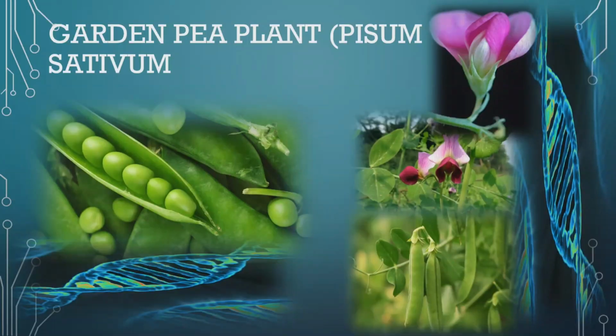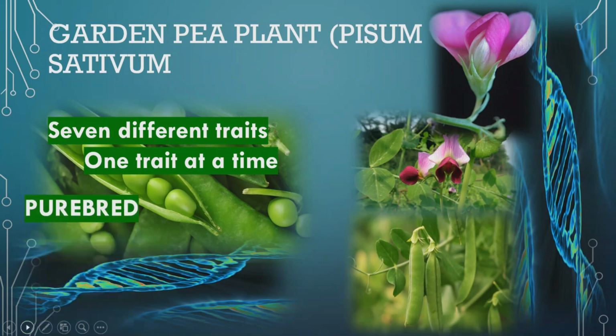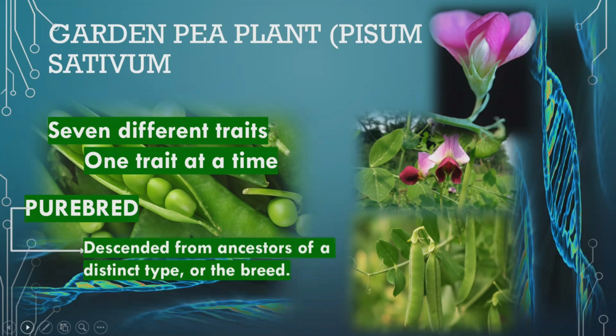Mendel examined 7 different traits. Each trait had only 2 possible variations. Mendel studied only one trait at a time to help him formulate his conclusions about heredity. The first thing he needed to do was to obtain purebred plants for the trait he wanted to study. A purebred plant is a descendant of an ancestor of a distinct type or breed. Purebred plants in a given species or variety all share similar traits.